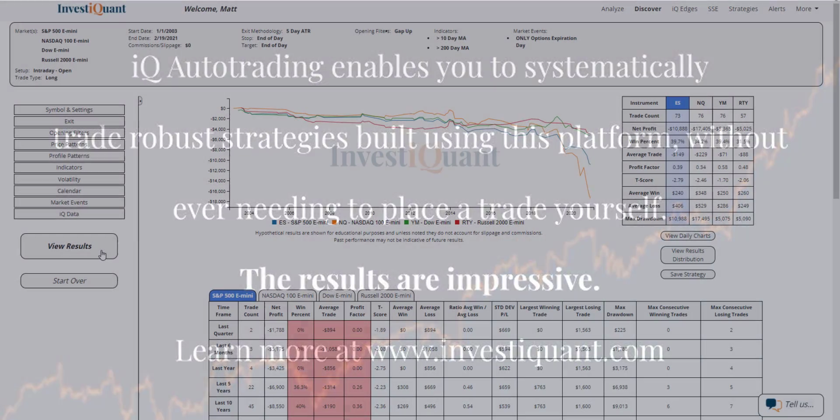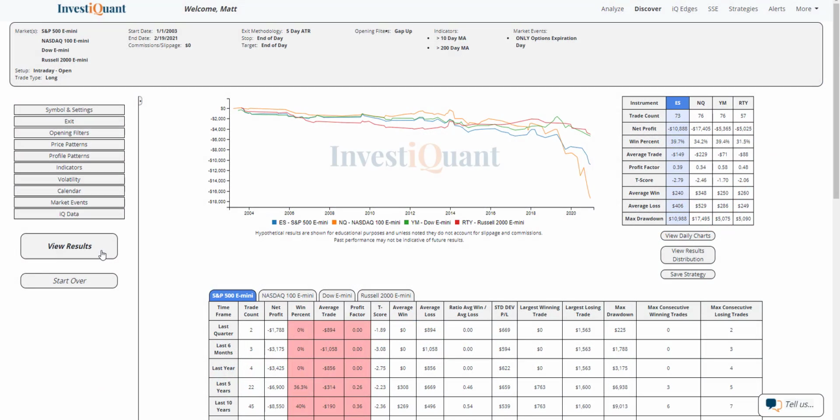And here we go. These are the results of going long at the open of regular trading hours, which is 9:30 a.m. Eastern Time, exiting at the close of regular trading hours, which is 4:15 p.m. Eastern Time. When you gap up on options expiration day, above a 10, above a 200-day simple moving average.